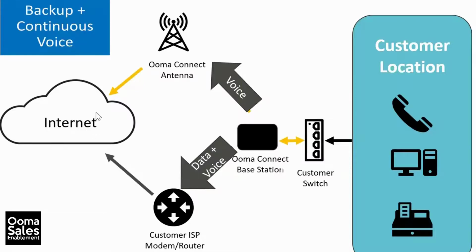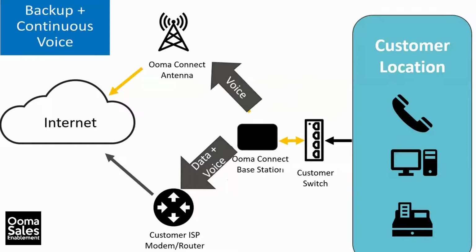So I know there's been a little bit of confusion about this. I just want to clear it up that continuous voice means that voice is traveling across 2 different connections. You can't have continuous voice unless you have 2 streams, which is why you have to have this backup in place. So we're using that connection to send the voice calls across, as well as across our Ooma Connect antenna.